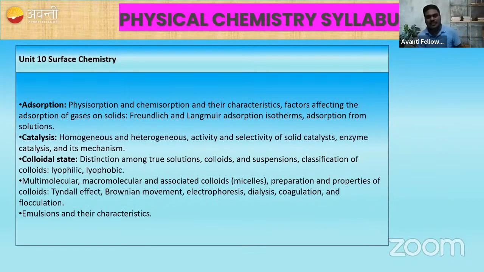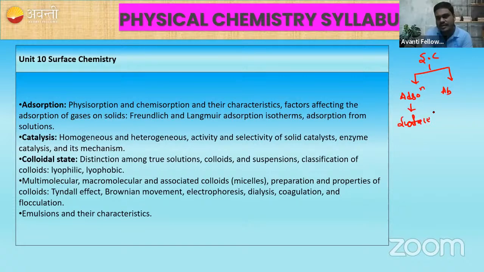Now, the last chapter of this physical chemistry part is surface chemistry, right? So basically in surface chemistry, what are we going to study, beta? We are going to study adsorption, right? Absorption. So basically in this chapter, we are going to study two things, adsorption and absorption. A small note here, beta. This is surface chemistry, right? And in surface chemistry, we have two phenomena, adsorption and absorption. We all know that adsorption is a surface phenomenon, right? Whereas absorption is a bulk phenomenon.